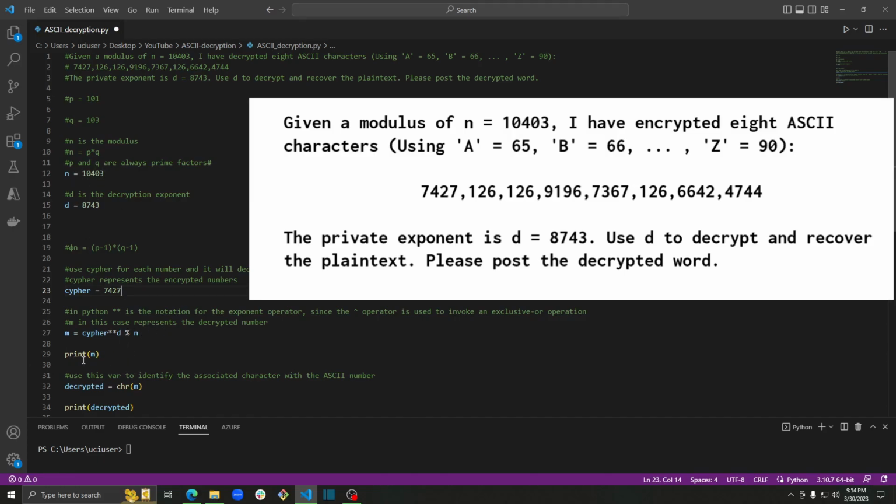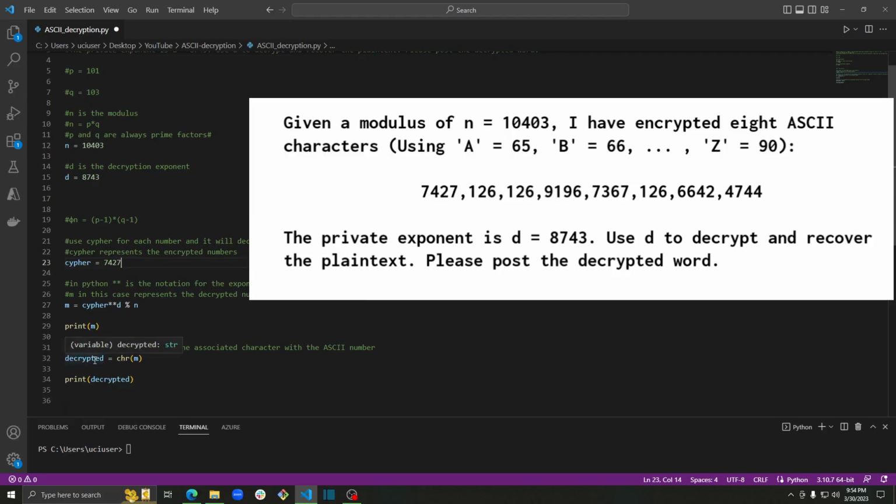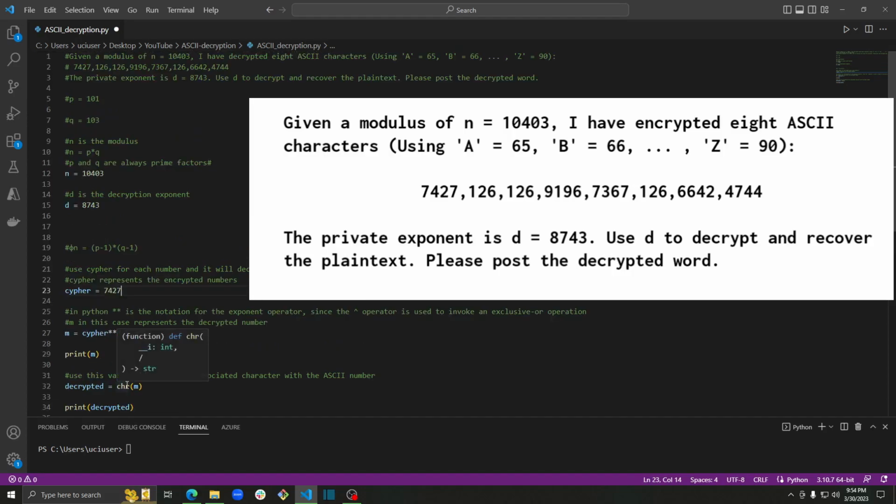Okay, in my code, we're going to print M just so we can see what that value is. And then I'm going to create another variable called decrypted. And this character function essentially converts the value that M is going to be equal to after this problem goes through, and it is going to convert the number into a letter character.